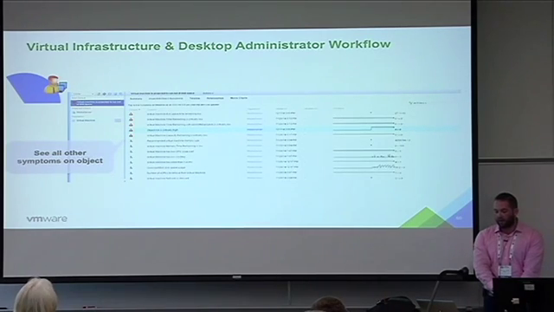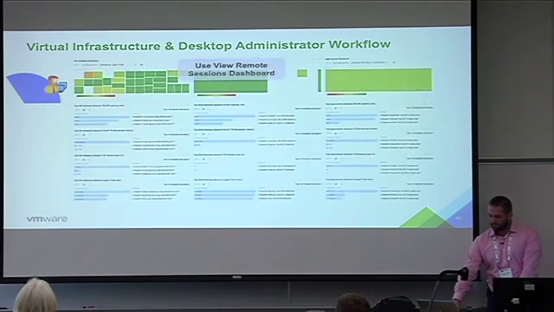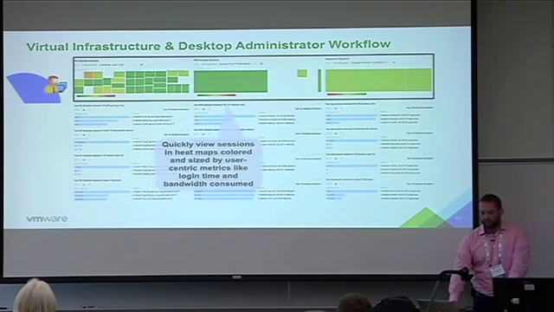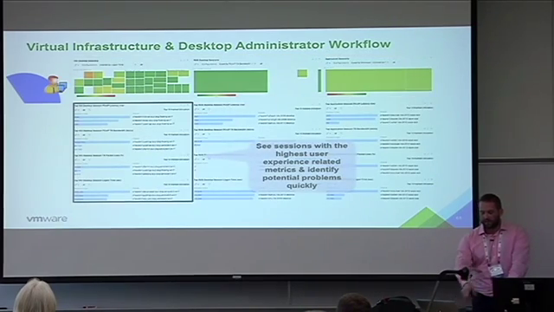They can see all the other symptoms on the object. So if they select an object, you can see if there's any other symptoms occurring. They could use the view remote session dashboard, so they could see stacked ranked who's having problems. So if we see a lot of people with slow login times, maybe we have a problem in the infrastructure, probably with the profiles. Quickly view the sessions and heat maps, sized by the user-centric metrics. See again the stacked ranked for those different users with the highest experience related metrics, PC over IP, transmit, receive, login time, etc.